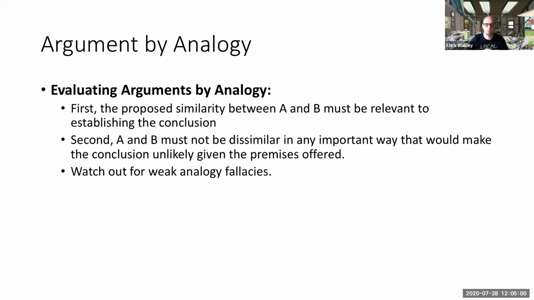So you need to make sure that the similarity between A and B is definitely relevant to establishing the truth of the conclusion. If we were comparing the 2 students in the last one, their hair color or something like that wouldn't be relevant to establishing their grade, right? What they're likely to get about the grade. And then secondly, the 2 things that are being compared can't be dissimilar in any relevant way to the conclusion. Otherwise, you've got to watch out for what's called a weak analogy fallacy there.